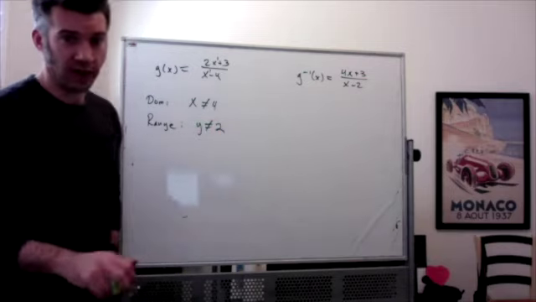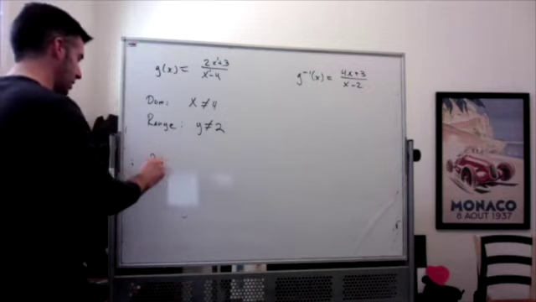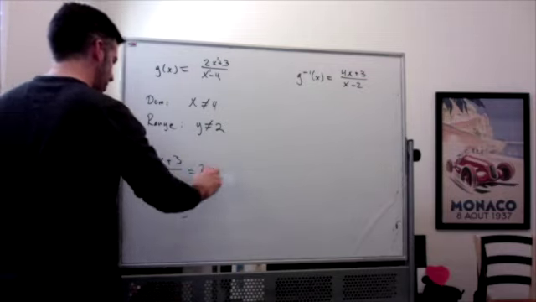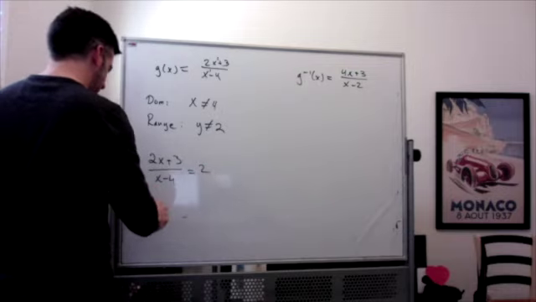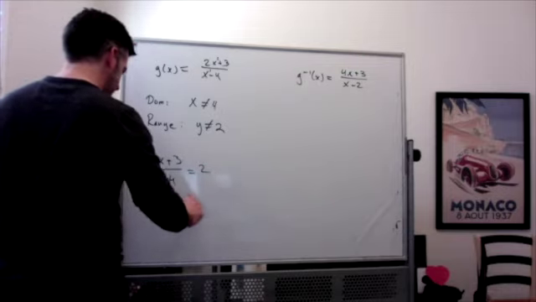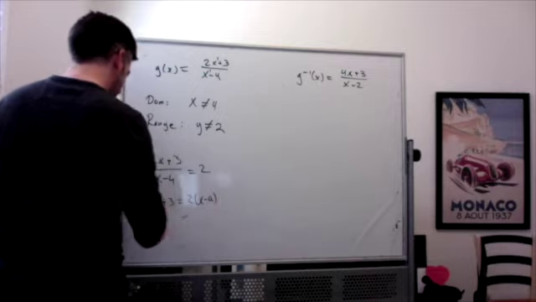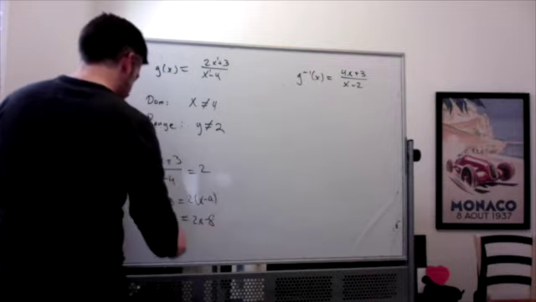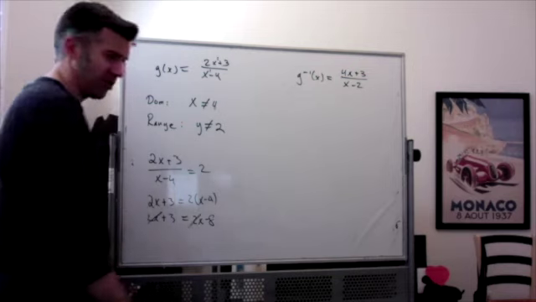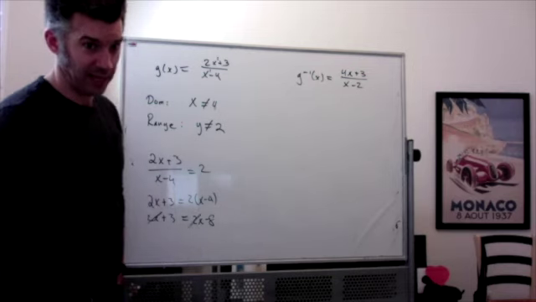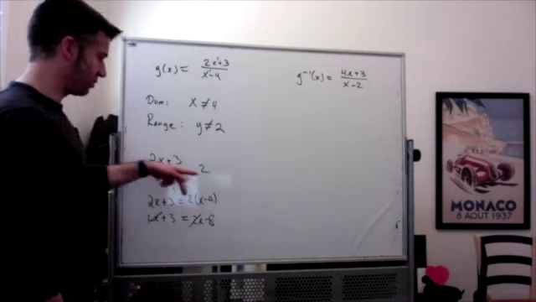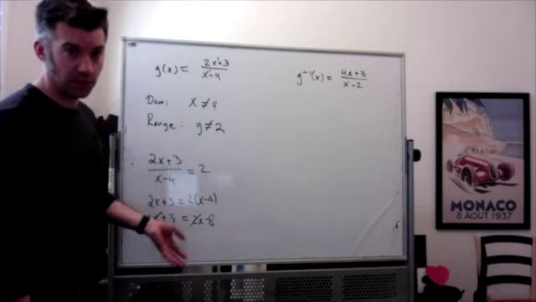I can also show you that because look, if we try and set the function equal to 2, 2x plus 3 over x minus 4 equal to 2, we multiply both sides by x minus 4, you get 2x plus 3 equal to 2 times x minus 4, you get 2x plus 3 equal to 2x minus 8. The 2x is canceled, and then you get 3 equal to negative 8. That's not true. So that means there's no solution, which means this is never equal to 2, which means 2 is not in the range.